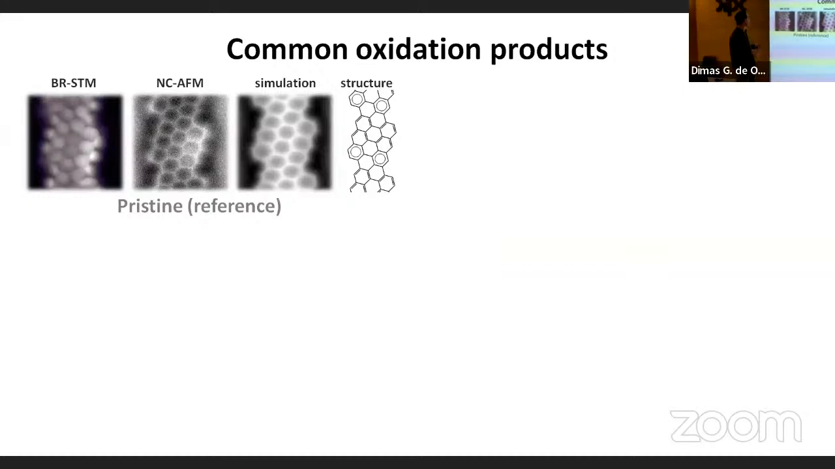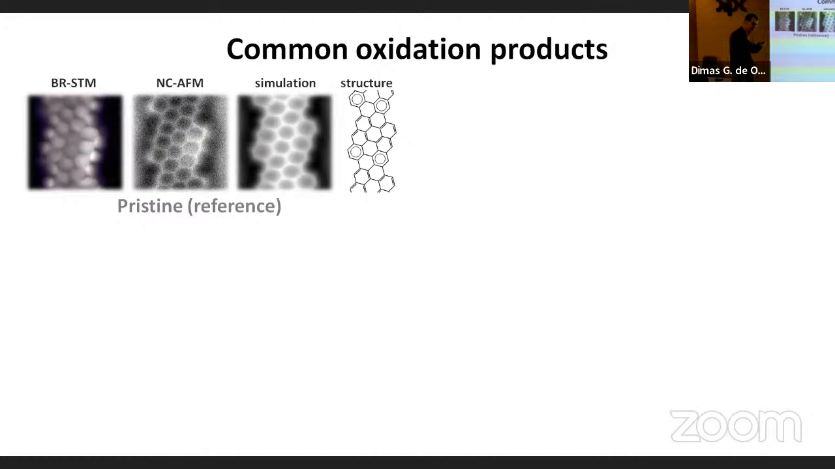So here I'm showing you these bond-resolving SPM images. This is a current image. We can also measure, let's say, forces, so this is just a different type of measurement with our scanning probe. You can just as well resolve the chemical bonding structure. And this is the simulation of how we would expect these images to look, and this is the corresponding structure. Okay, so this is the reference. This is the unchanged graphene nanoribbon.